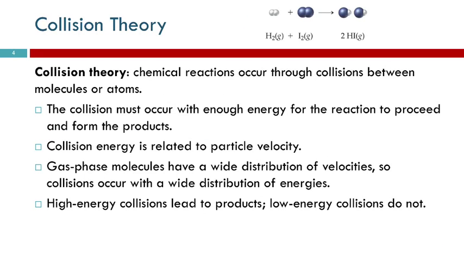So let's talk about how the chemical reaction occurs. We'll do this using collision theory. Collision theory explains chemical reactions as happening when you have molecules or atoms that collide with each other. So here we have an example reaction. We have one hydrogen molecule and one iodine molecule reacting to form 2 hydrogen iodide molecules in the gas state. In order for this reaction to occur, the hydrogen molecule and the iodine molecule have to run into each other.